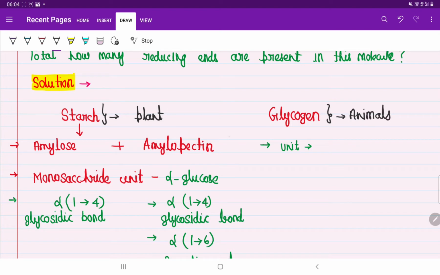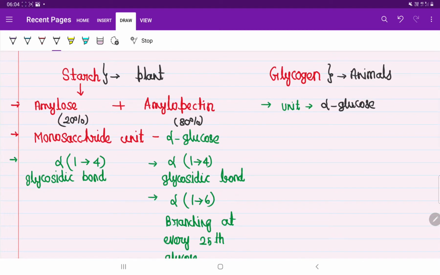Starch is a mixture of two kinds of compounds: one is amylose, another one is amylopectin. But glycogen is not a mixture, right? Here amylose is approximately 20% and amylopectin is 80%. Starch and glycogen are both polysaccharides, and their monosaccharide is alpha glucose. Either glycogen or starch, I mean amylose and amylopectin, are made by alpha glucose.